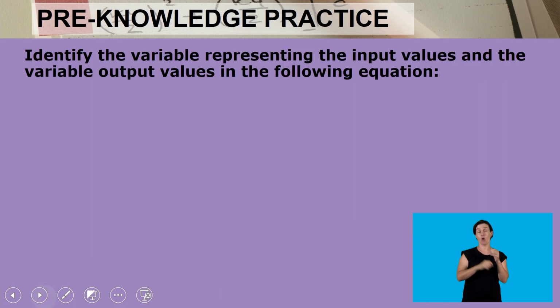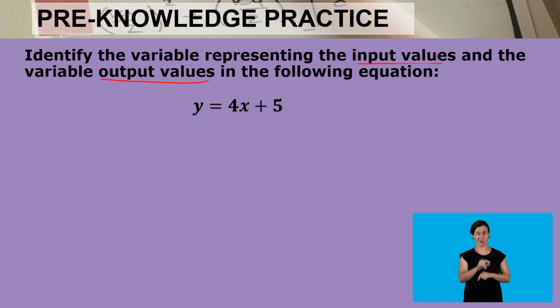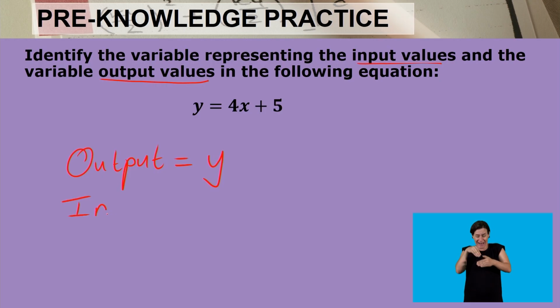The last practice question that we are going to look at, we are going to identify the variables that are representing the input values and the output values in the following equation. We have been given an equation of y is equal to 4x plus 5. But as we have seen in the previous questions, we already know which variable is representing the output value. The output value is represented by the y. And what about the input value? The input value is represented by the x. So these are things that we already know and that are going to help us in our lesson today.